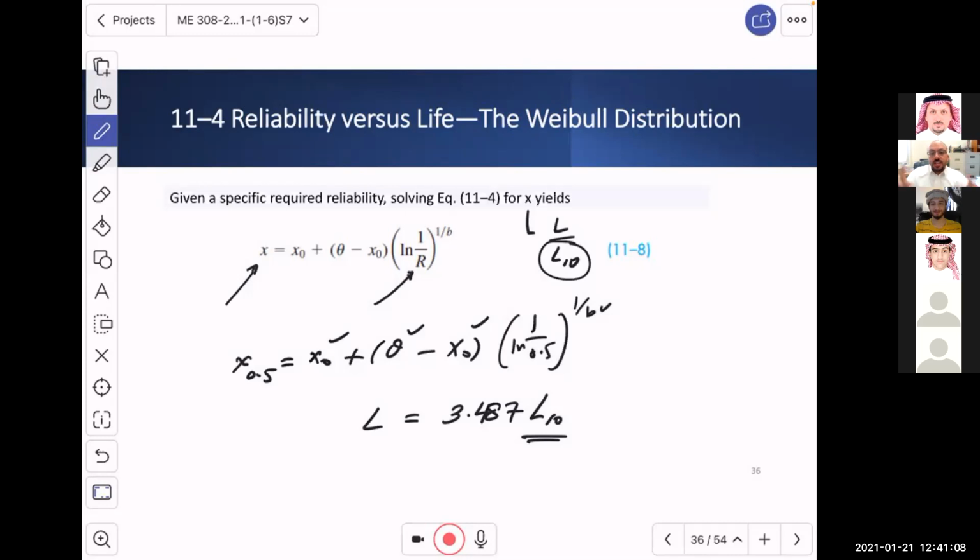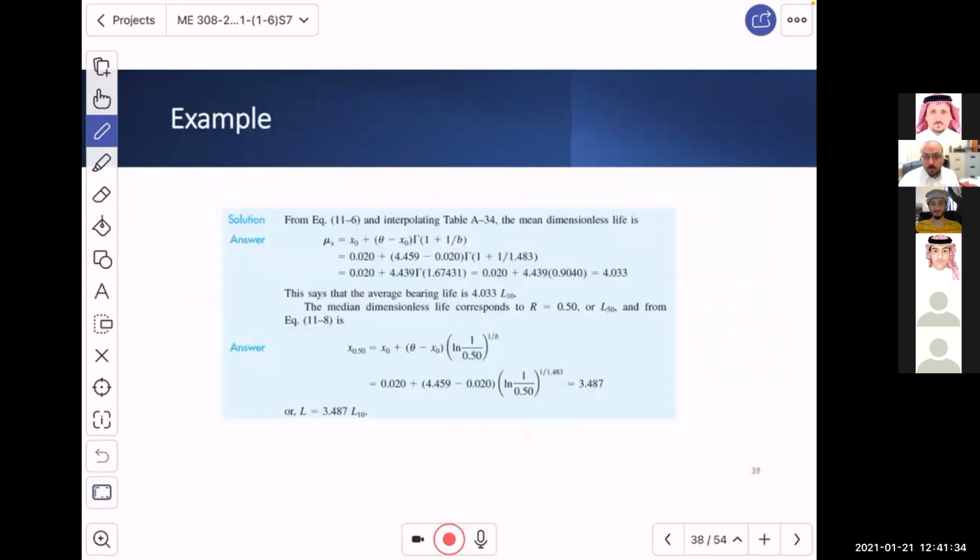Let me tell you. Then the life for the bearings to survive is 3,487,000. That's the number of cycles or revolutions for 50% of the bearings. You understand that? Yeah. Okay. So if we go, yes.